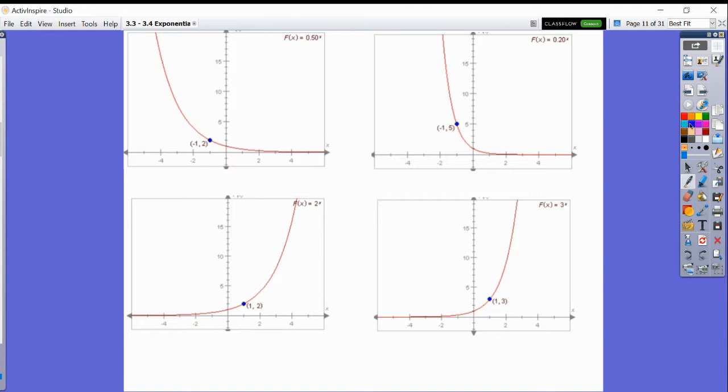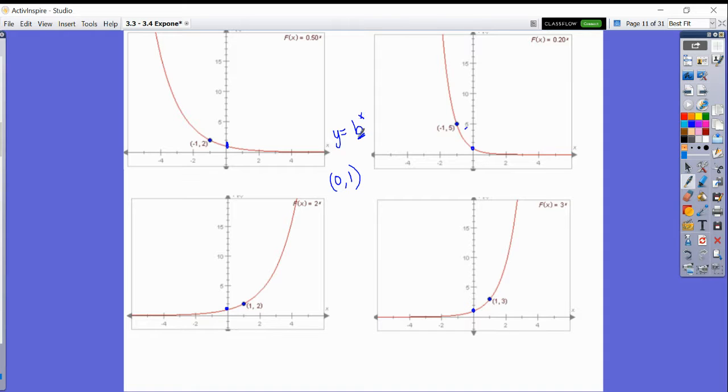The first thing to note is that they all cross the y-axis at the same place, at 1, at the point (0, 1). So that is an interesting fact. As long as the equation is something to the x power with no other adding, subtracting, multiplying, shifting, stretching kind of things, then it will go through the point (0, 1). And then depending on what this base is, it will either decay or grow.